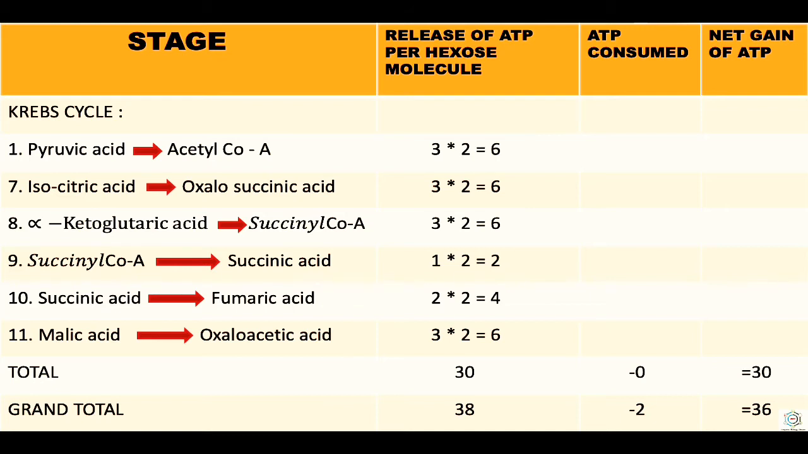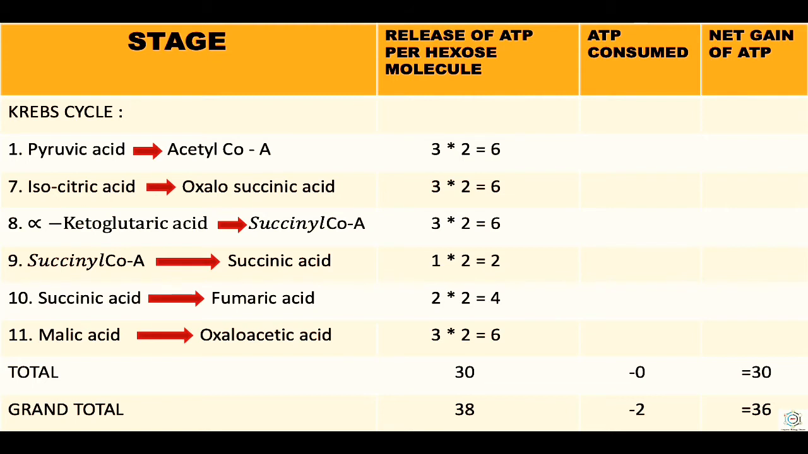Then in conversion of succinyl coenzyme A to succinic acid, 2 ATP molecules are released. Then succinic acid to fumaric acid, here 4 ATP molecules are released. Then the last is malic acid to oxaloacetic acid, here also 6 ATP molecules are released. So the total release of ATP molecules is 30 and ATP consumed is 0. So the net gain of ATP is 30.